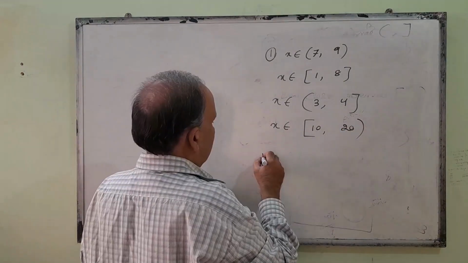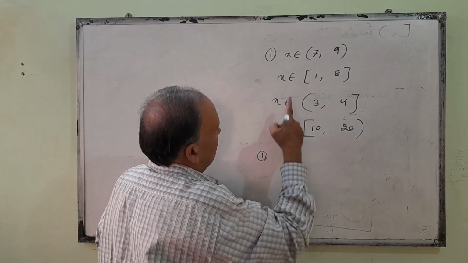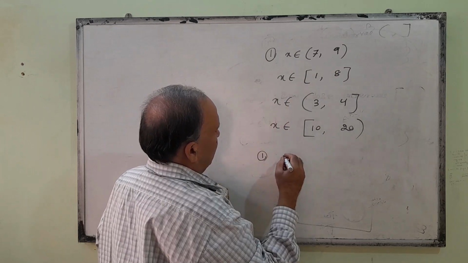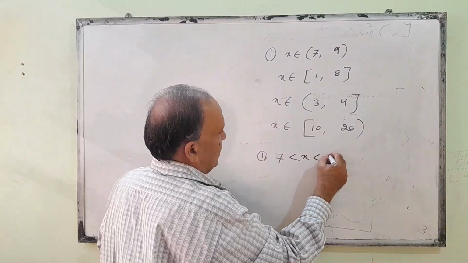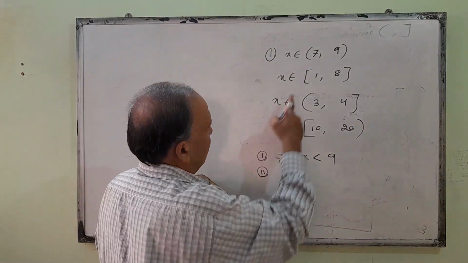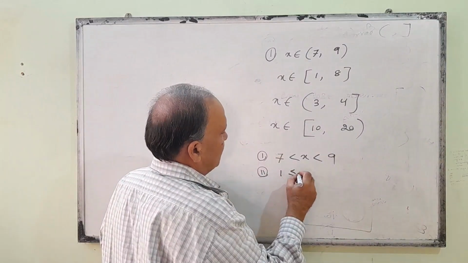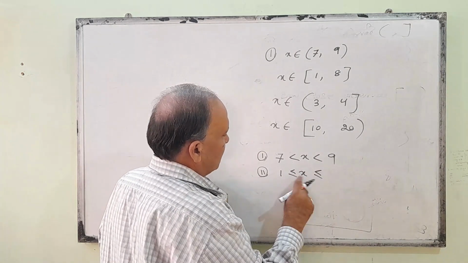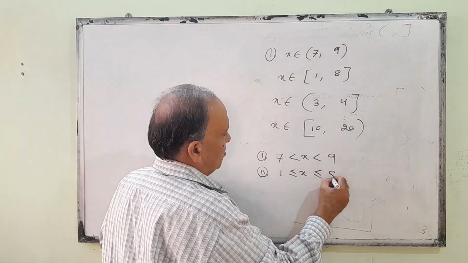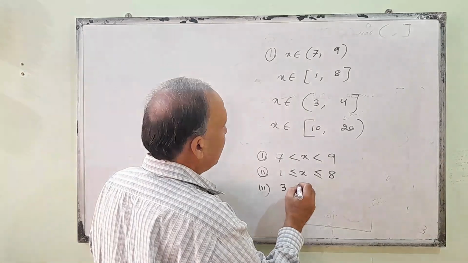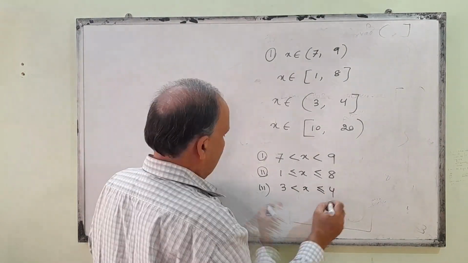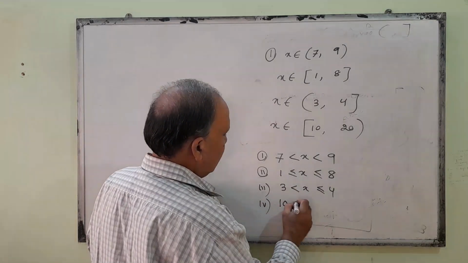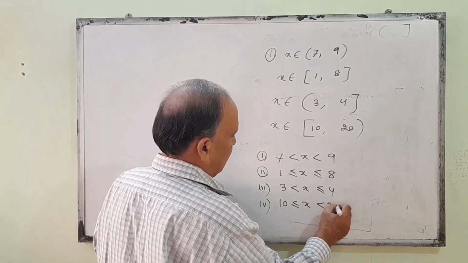What is its meaning? First you write like this. x belongs to the open interval (7, 9) means 7 is less than x is less than 9. Next come to your second question: 1 is less than or equal to x less than or equal to 8. Third one is 3 is less than x is less than or equal to 4. And fourth one is 10 is less than or equal to x is less than 20.